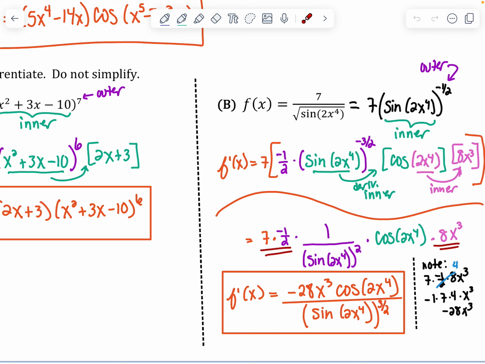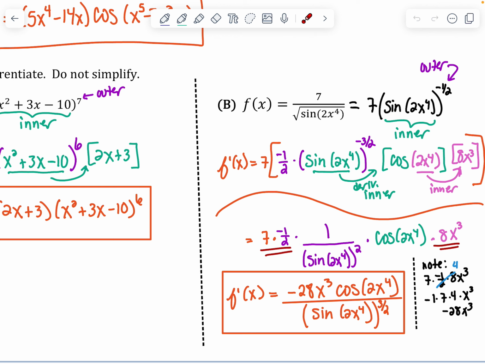But in this case, I have one more layer because my derivative of the inside had its own inside. I have another inner function that I need to take the derivative of. The derivative of 2x to the 4th is 8x cubed. And in this case, let's look at all the pieces. So I've got a 7. I've got a negative 1/2. Because of the negative exponent, I'm going to bring that to the denominator.